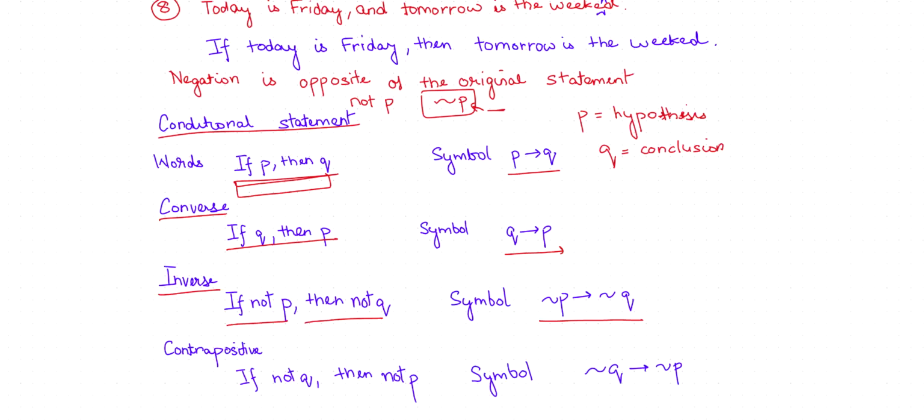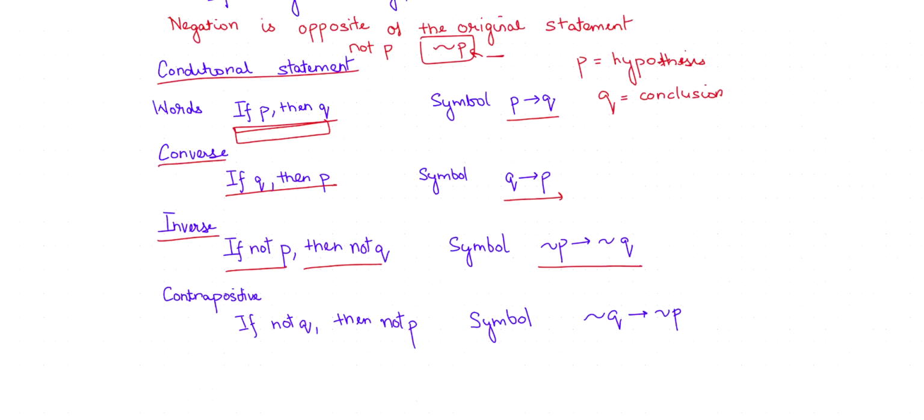Okay. And in the contrapositive, what we do is we write the converse and negate both. So we write the converse, which was this. We write the converse and then negate both: if not Q, then not P. So the symbol is if not Q, then not P. Okay. So let's do one question and then it will be more clear.